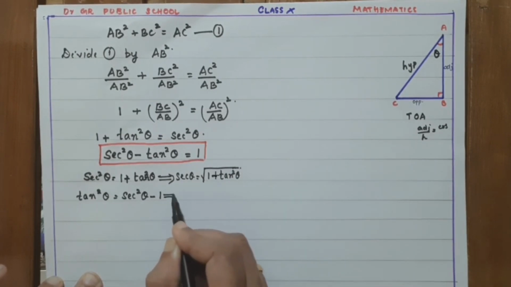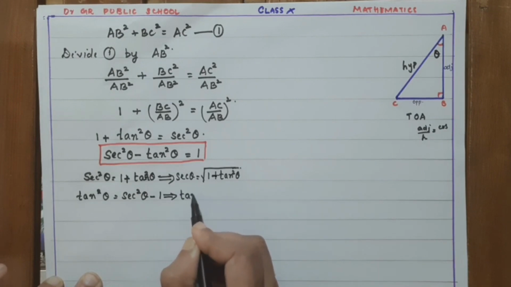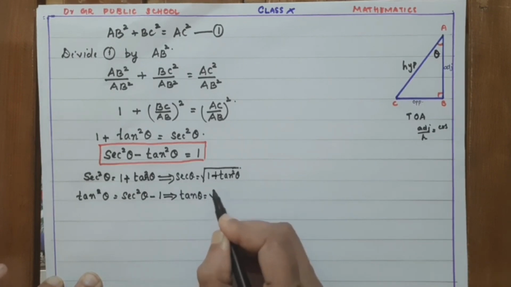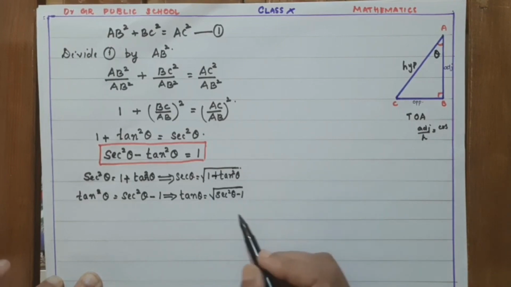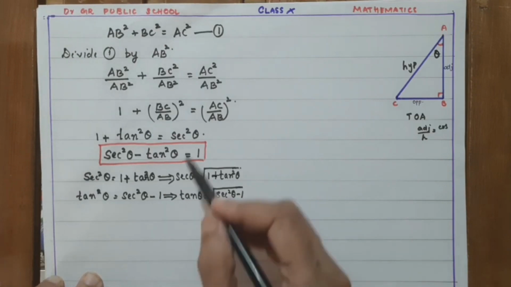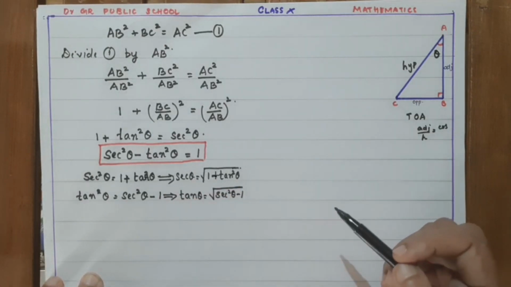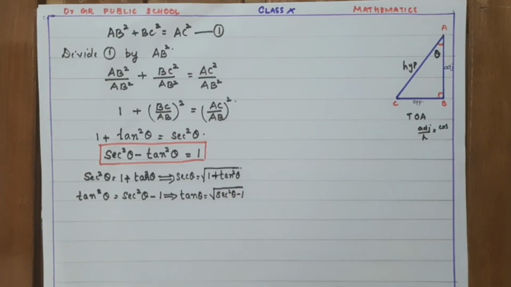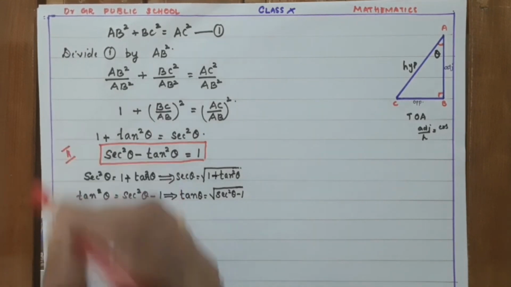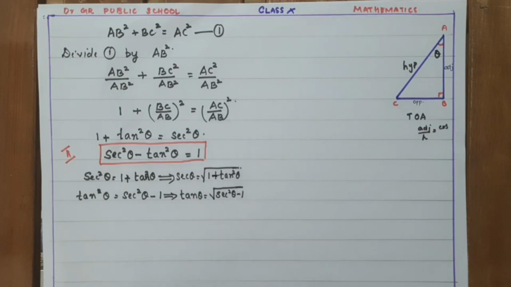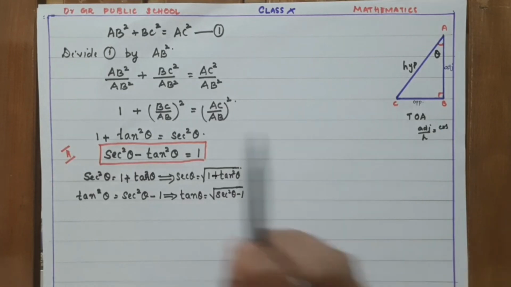And from here we can write tan theta equal to square root of sec square theta minus 1. Okay, children, so this is the second identity. Now we have one more identity. How will you get that next identity, the third identity?